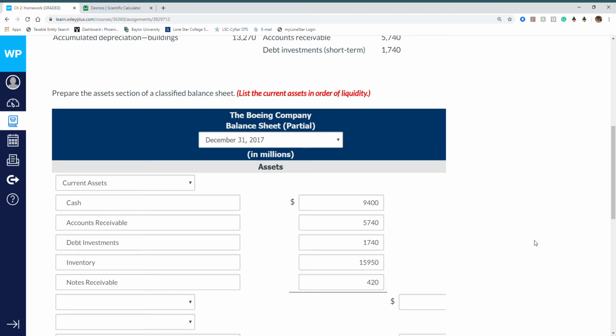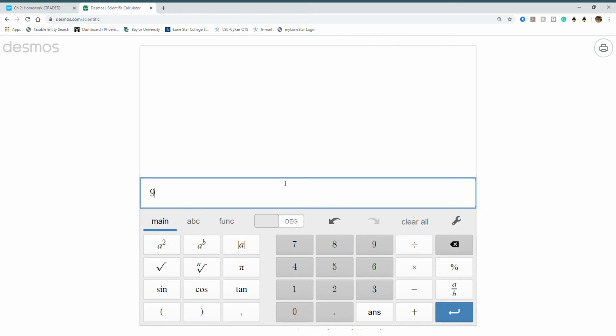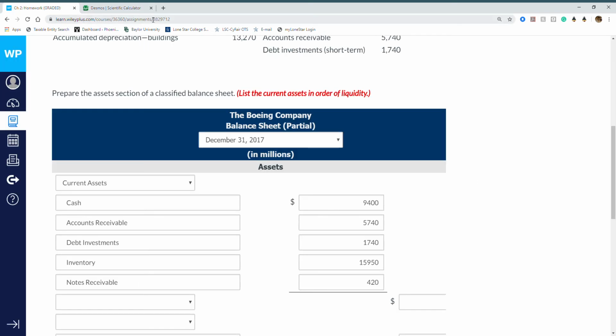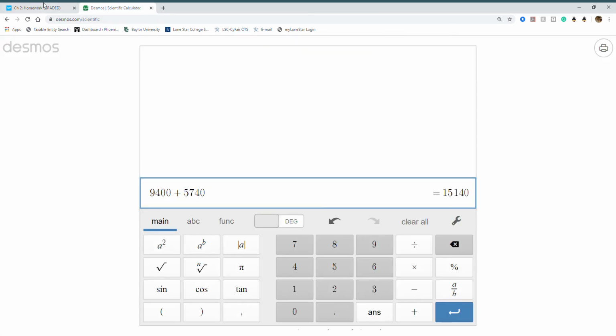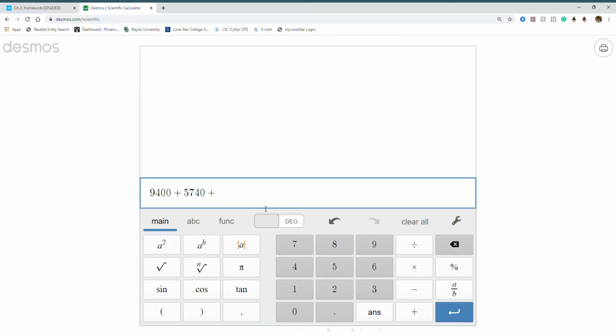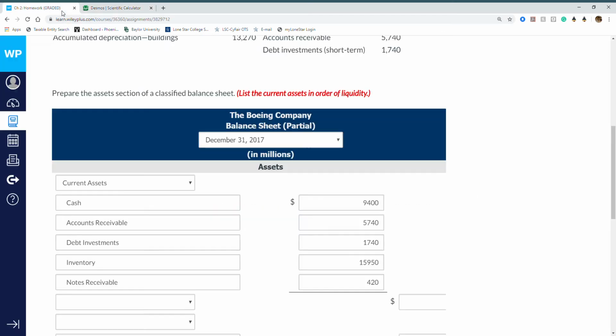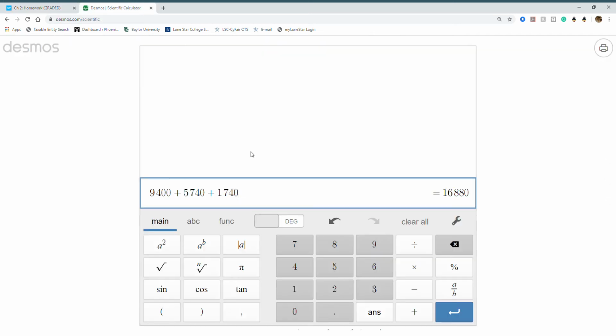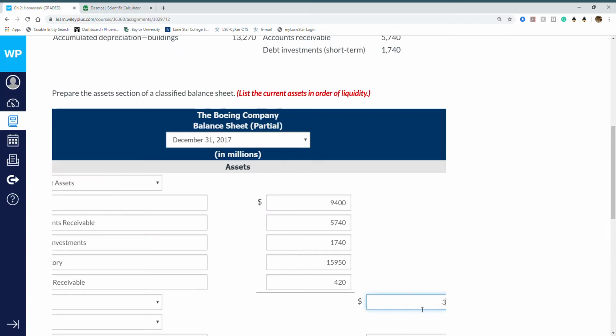And then we're going to basically add them all together. So 9,400 plus 5,740 plus 1,740 plus 15,950. Oops, forgot the plus. There it is. And finally 4/20. Okay, we have 33,250. And that is, of course, our total current assets. There it is.